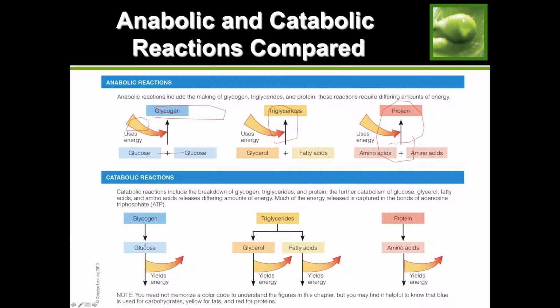Catabolic reactions are actually the opposite. Glycogen is broken down to glucose, which is then further broken down, and this actually releases energy. Same thing with triglycerides. They're broken down to glycerol and fatty acids. And then glycerol is further broken down, yielding energy. Same thing with fatty acids. And then you have proteins. They're broken down to amino acids, and then amino acids are further broken down, and they also yield energy.